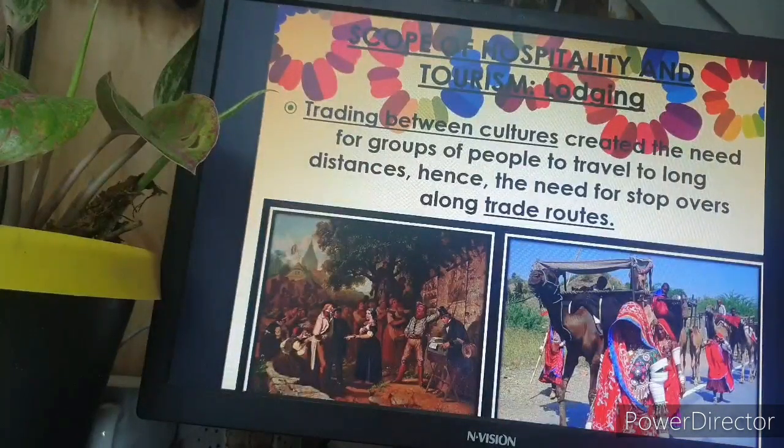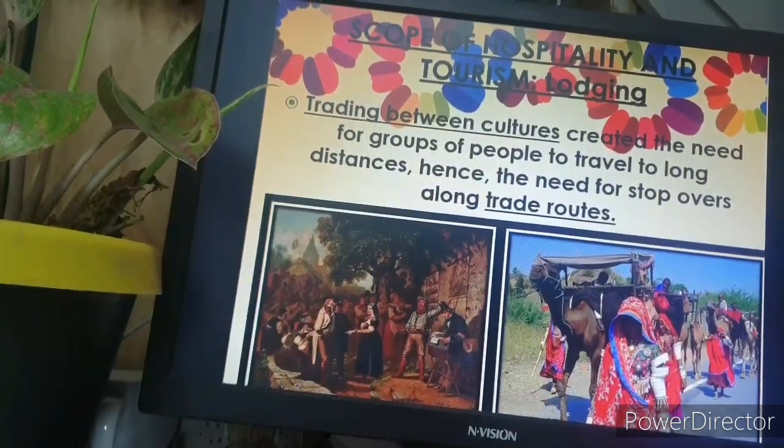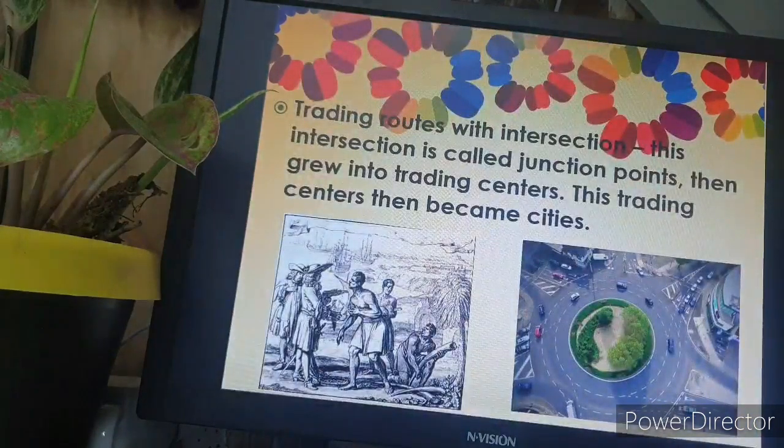Next in line, the trading between cultures created the need for groups of people. So we started an introduction of the stopover. I asked you also, why do they do the stopover? The reasons are the following: to relax, to have recreational activities, and to refresh as well. Next in line, trading routes with intersection. We introduced already the meaning of intersection. They will meet at the middle part.